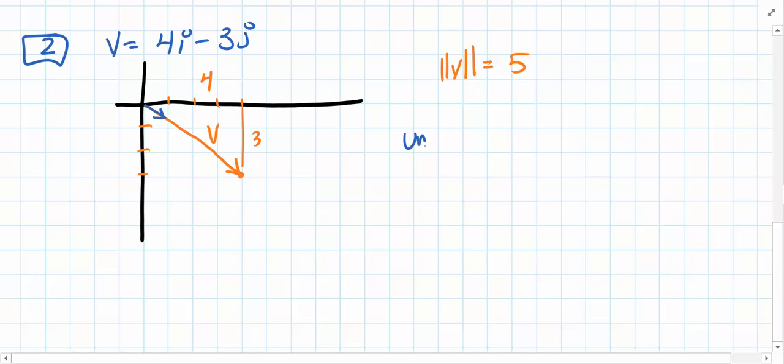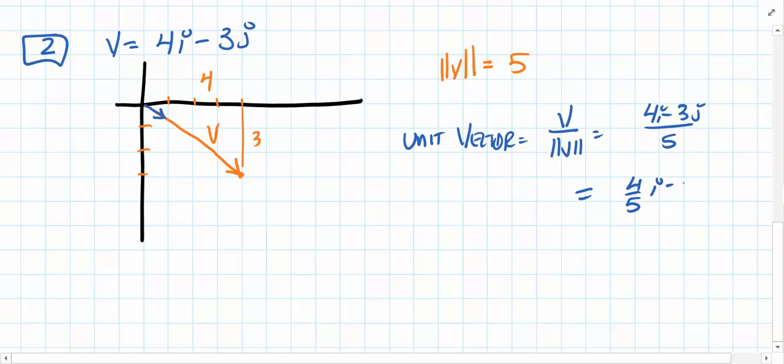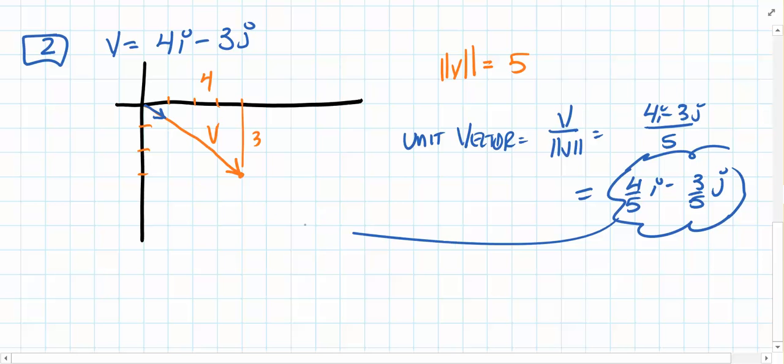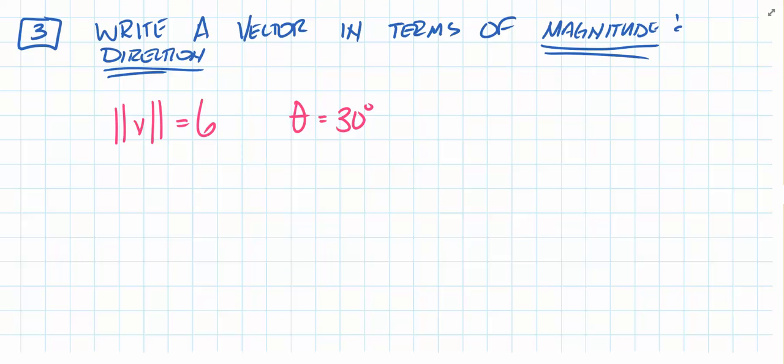So our unit vector is going to be our original vector divided by our magnitude of that vector. So it's looking like 4i minus 3j, all divided by our magnitude, which we just found to be 5. So it's looking at 4/5 i minus 3/5 j. And that is our unit vector in the direction of the vector given.